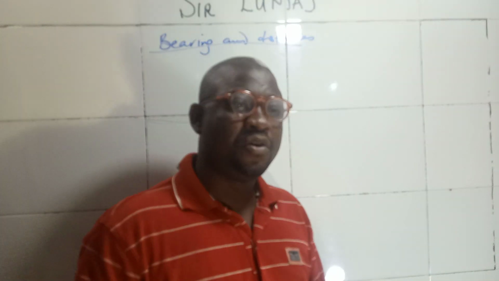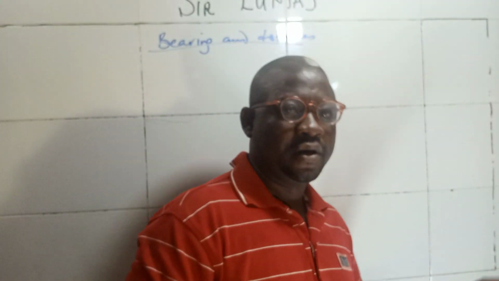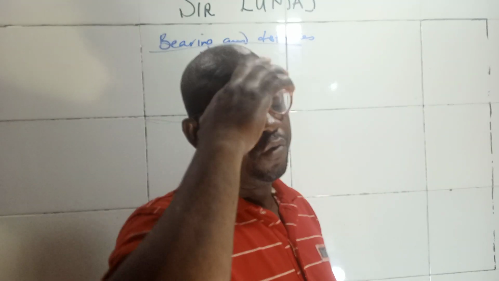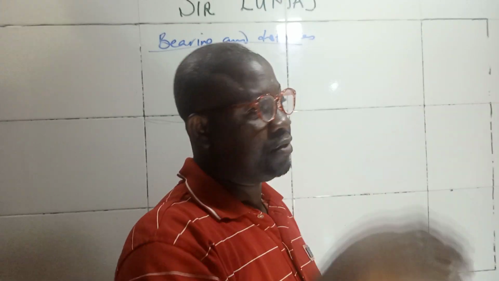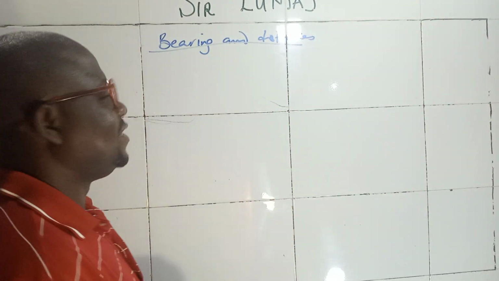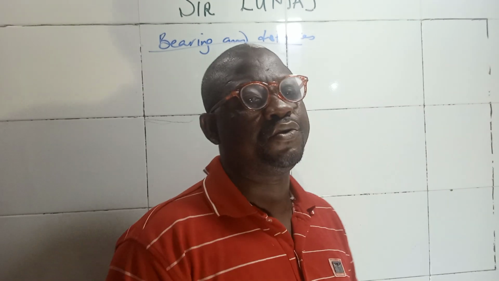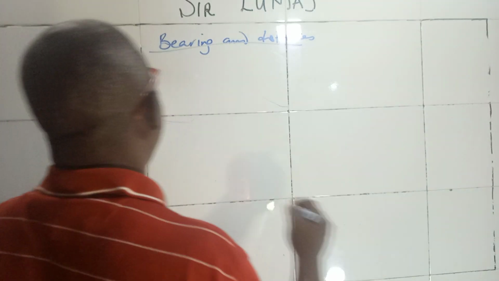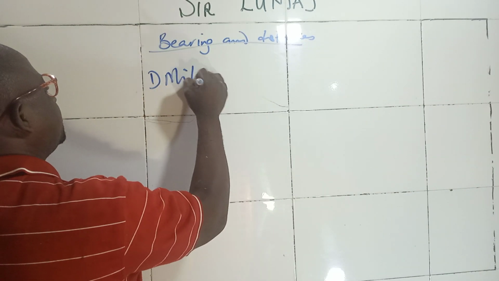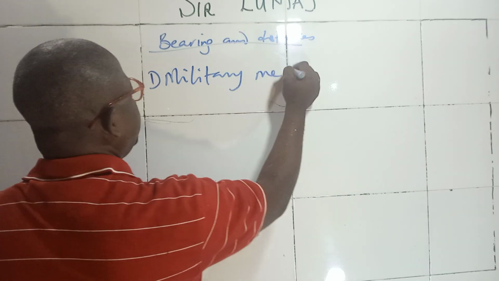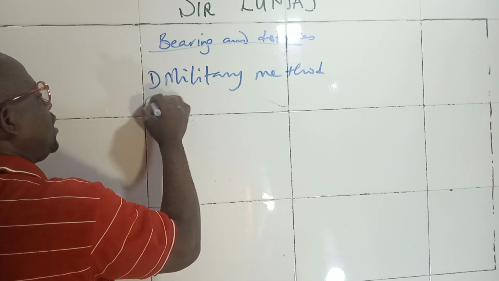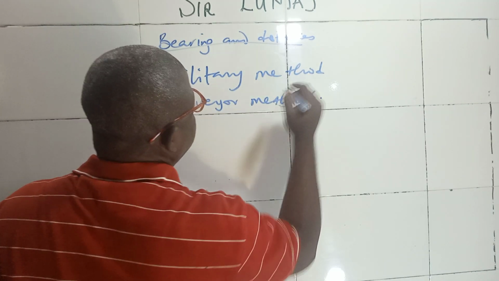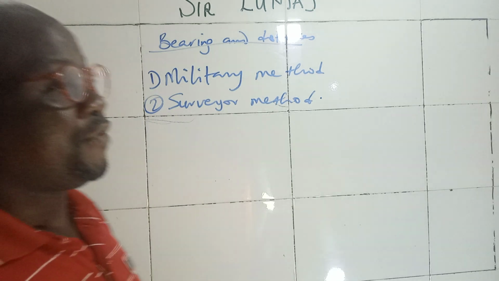It's just talking about position with angle at a particular time. Maybe by the time I start talking about longitude and latitude, you'll understand our position in space. So, bearing and distances. There are two methods you could use in solving bearing and distances. Number one, I call it the military method, and number two, I call it the surveyor method.